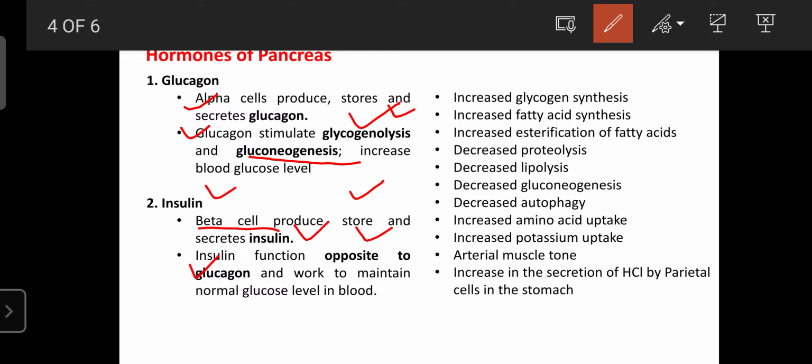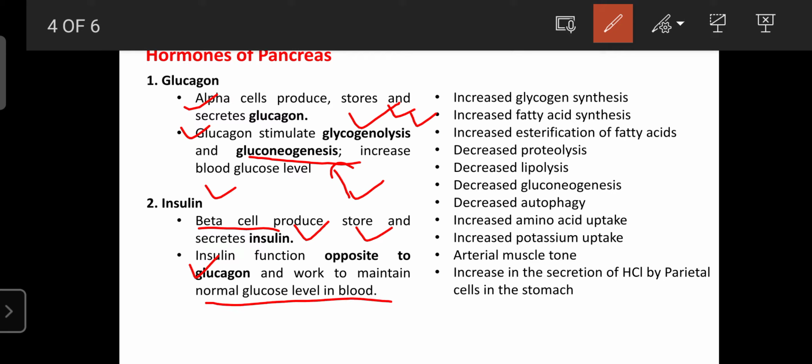So the glucagon can enhance glycogenolysis, but insulin can enhance glycogenesis, that is the synthesis of glycogen from excess glucose. As well, glucagon can stimulate gluconeogenesis, and insulin in the liver and adipose tissues can inhibit gluconeogenesis. So like that, insulin is always helpful to decrease the blood sugar level to normal.